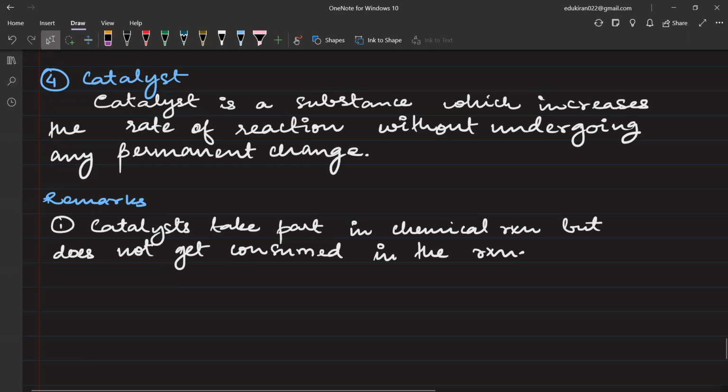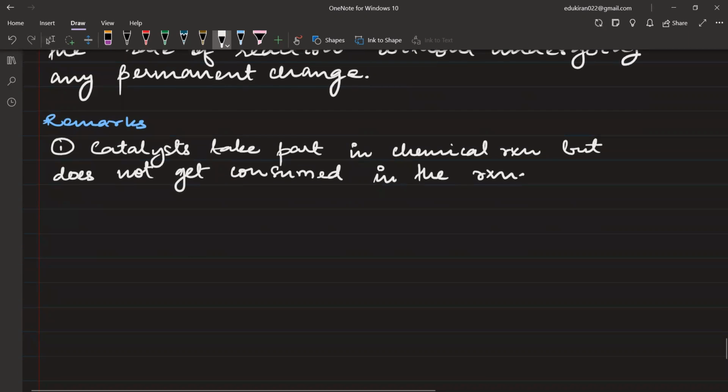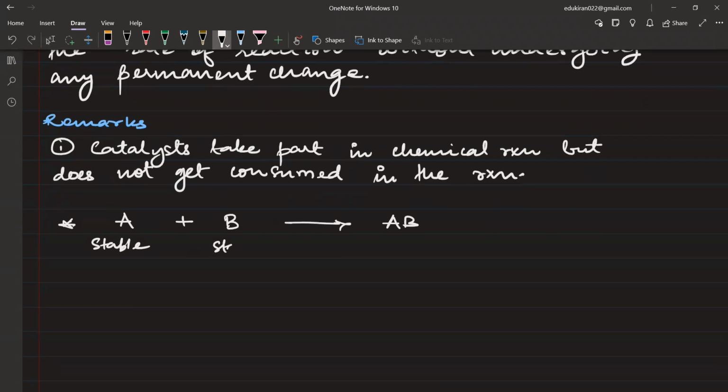Okay, so just for your explanation, guys, please pay attention to understand this. For example, if I have a reaction in which I have A, I have B, and I have to make a molecule that is AB. This is my expected product, but my A is very stable, B is also very stable. Both of these molecules are very stable, so obviously they are not going to react very easily.